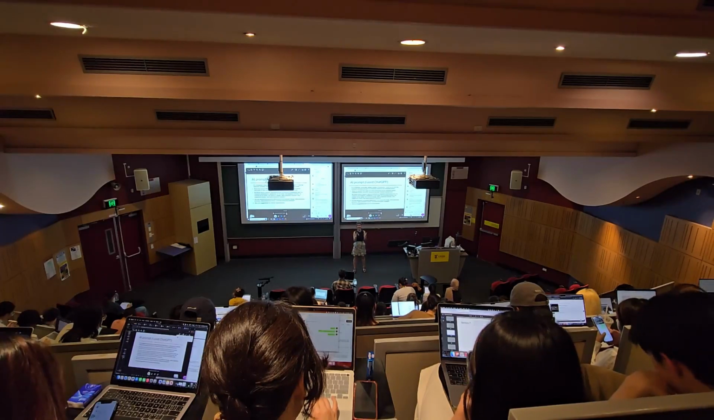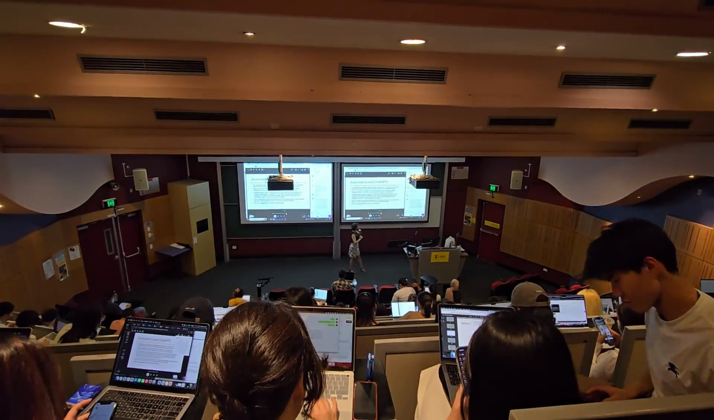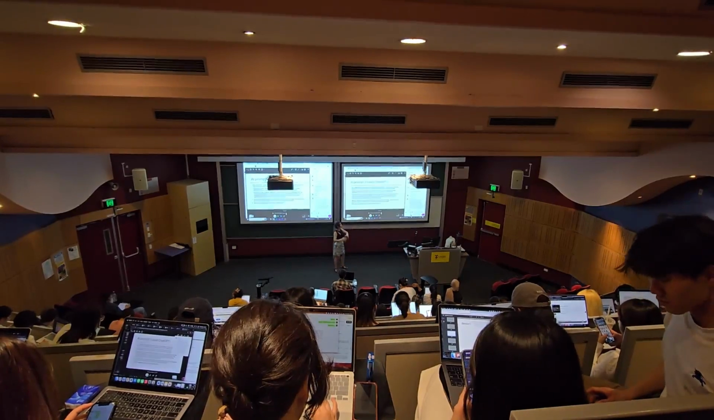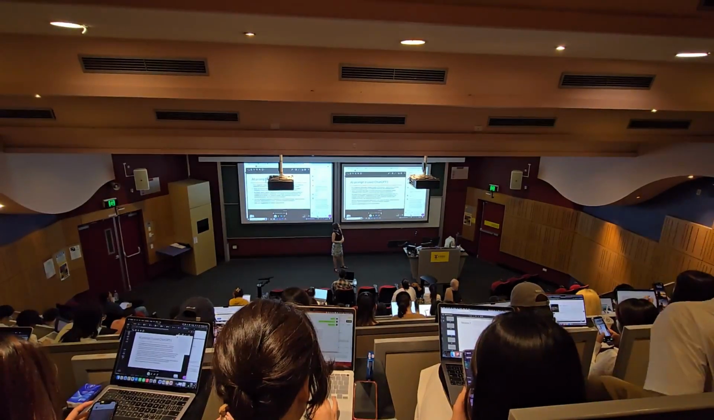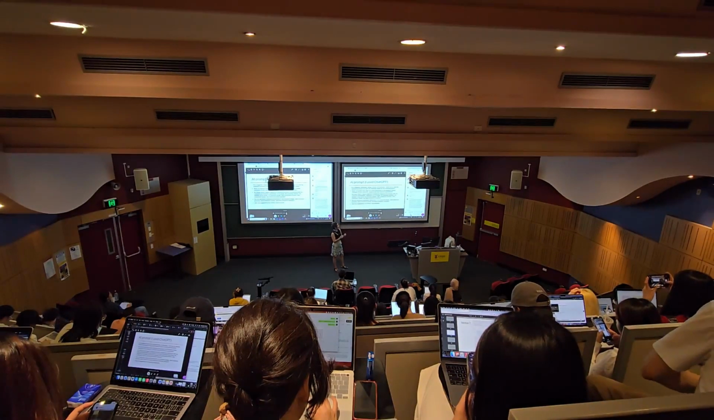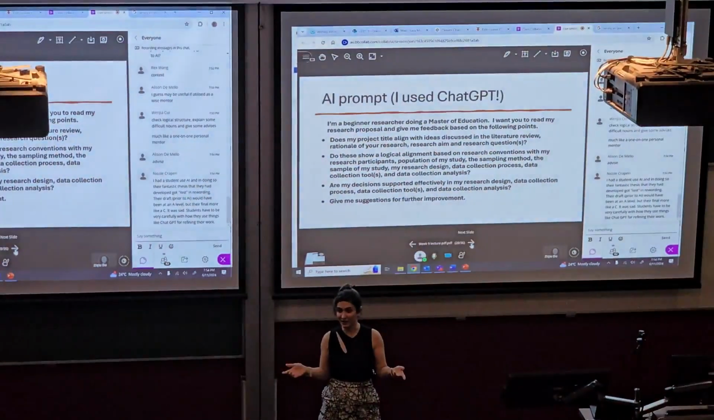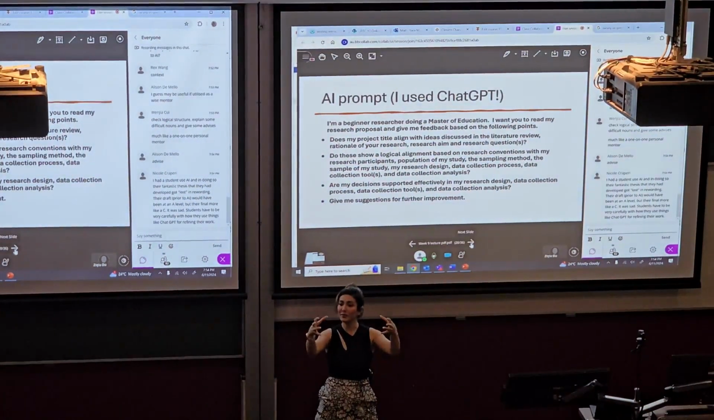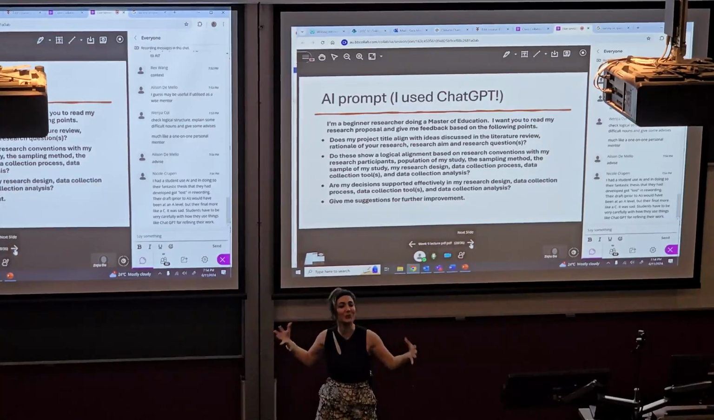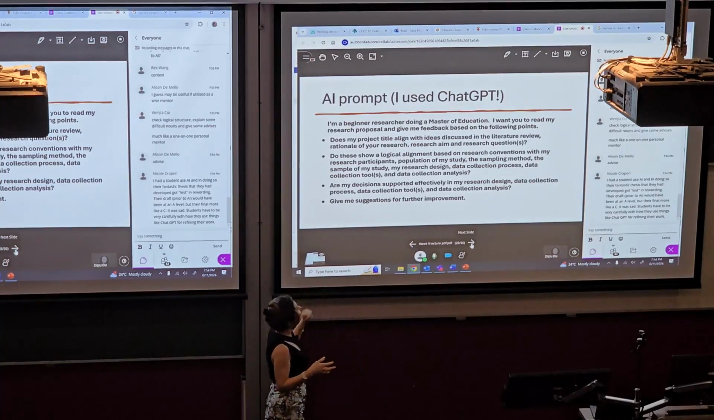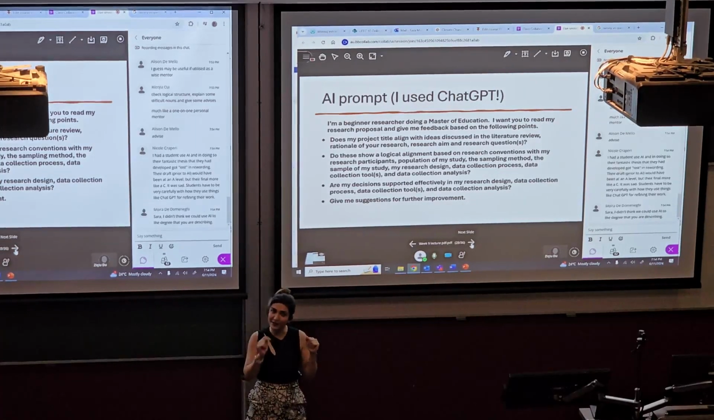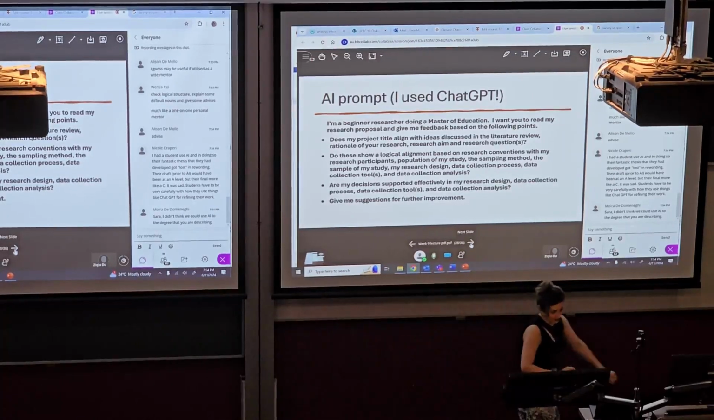So I'm basically asking it to check everything and the logic that goes through my project. Are my decisions supported effectively in my research design, data collection process, tools, and analysis? So I'm looking at it from different perspectives. I'm asking it to look at it from different perspectives. And give me suggestions for further improvement. This is going to be important.